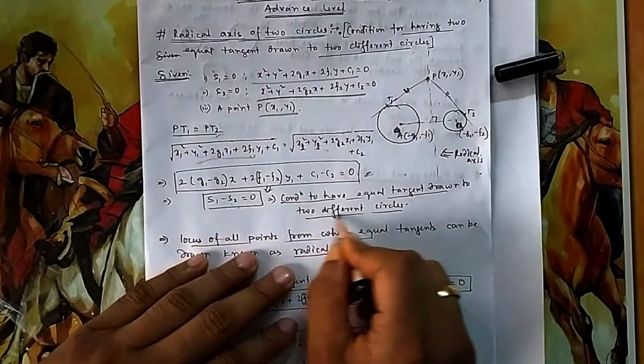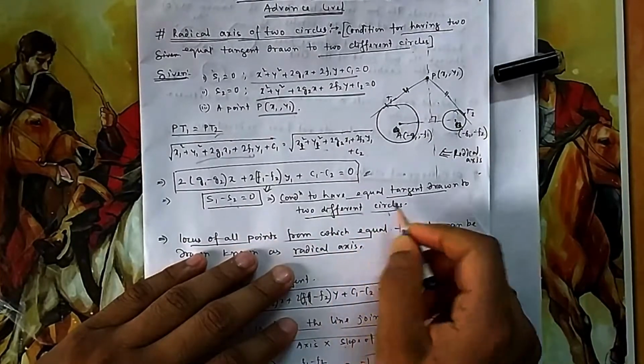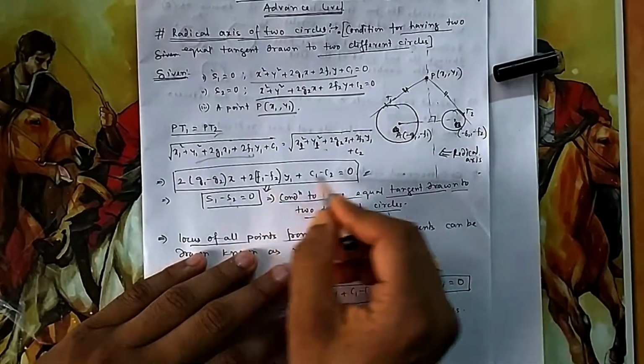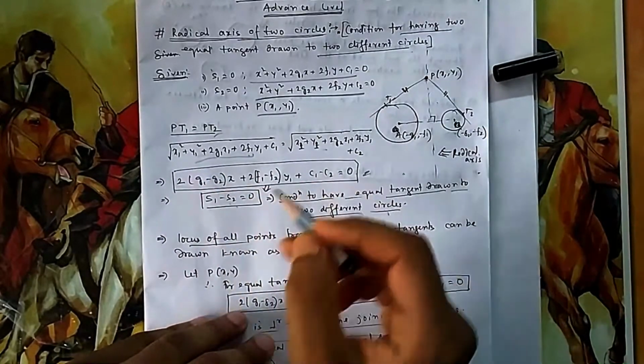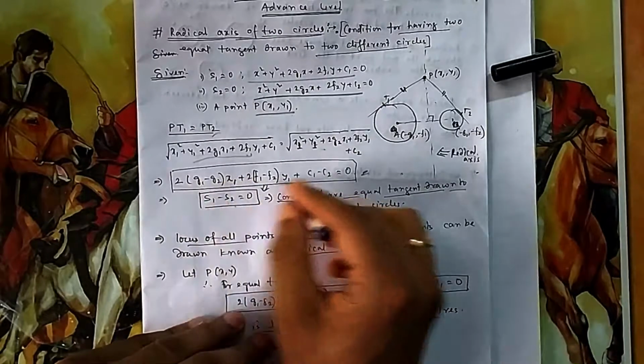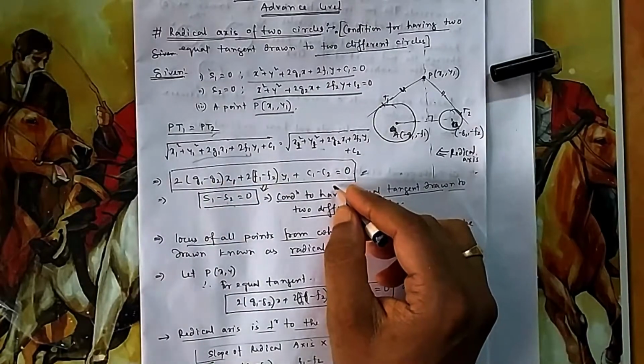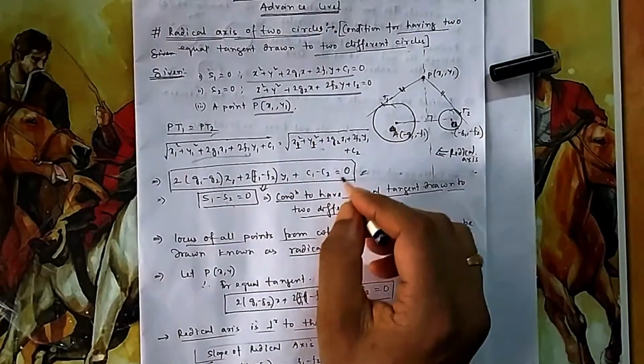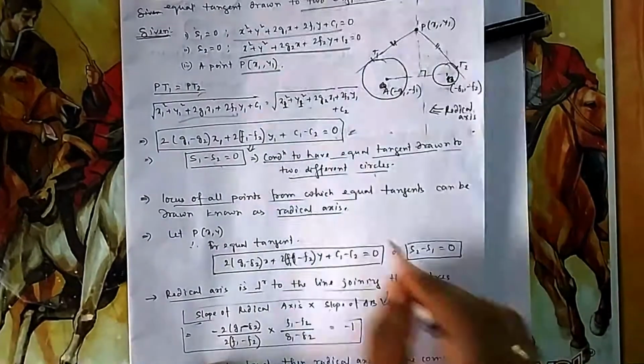This is the condition to have equal tangents drawn from two different circles. If your point (x1, y1) satisfies this condition, then the tangent lengths will be equal. Okay, so we found the condition.